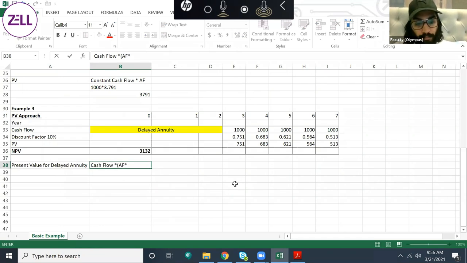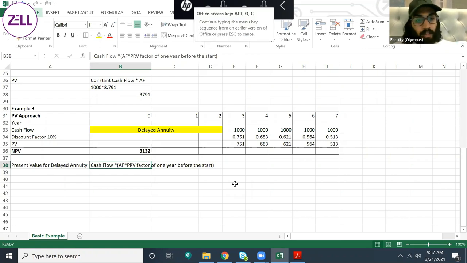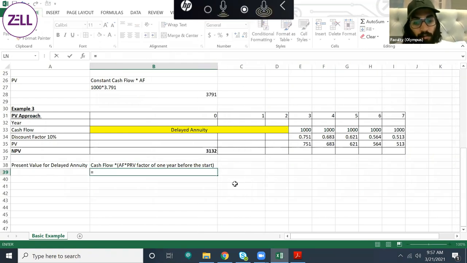multiplied by discount factor, that is one year before the start. Okay, now what is my cash flow? 1,000.